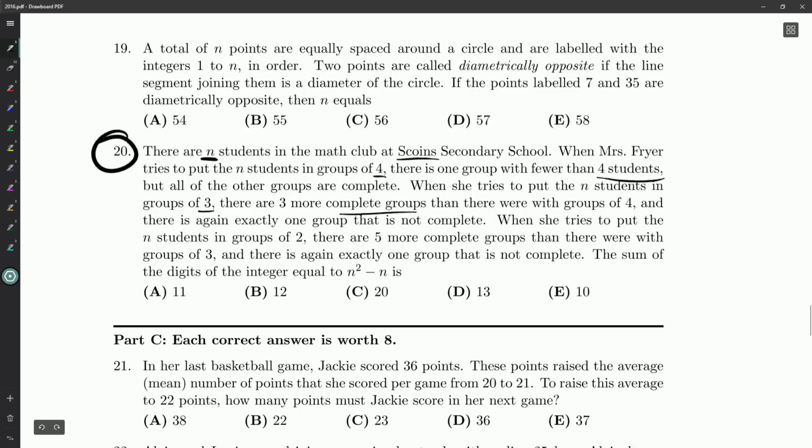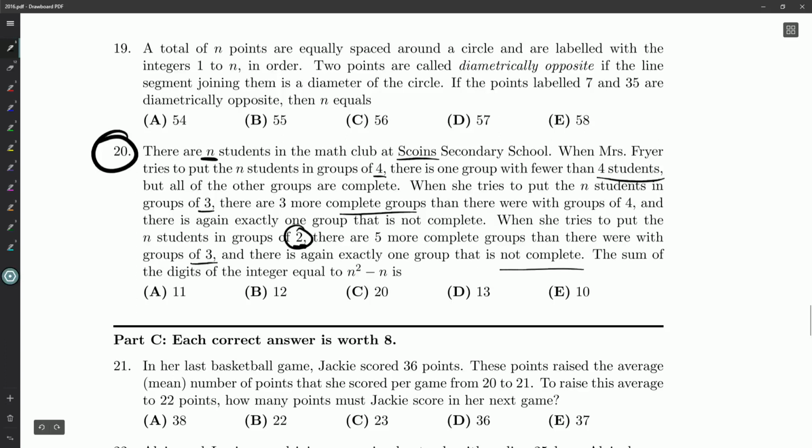And there is again exactly one group that's not complete, but since it's not complete and there are groups of 3, this non-complete group should have 1 student or 2 students in it. When she tries to put the N students into groups of 2, there are 5 more complete groups than there were groups of 3, complete groups of 3. And there again is exactly one group that is not complete. But if we're putting groups of 2 and you've got a group that isn't complete, well, it can't have 2, it can't have 0, otherwise it's not a group. You're sort of forced to have 1.